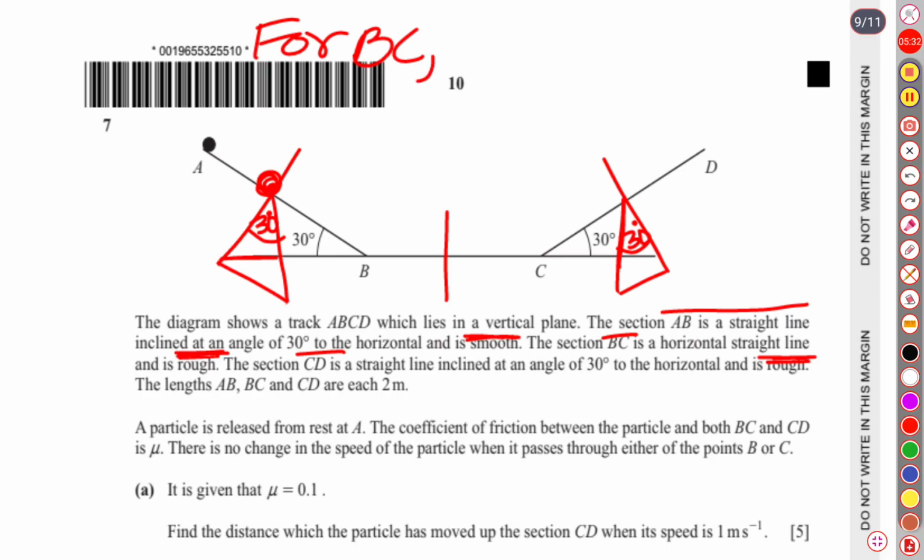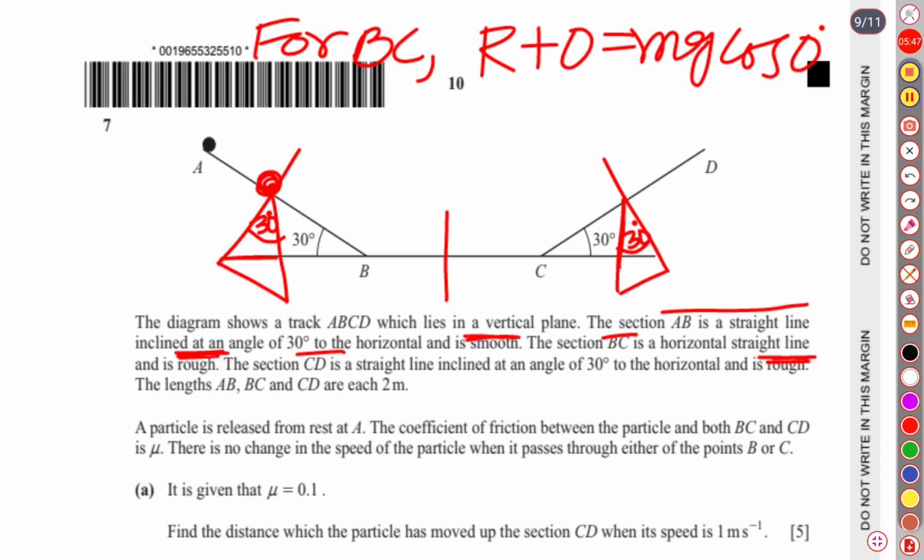For the part BC, normal reaction R plus, there is no upward force, so it is 0. Let's see what the downward force is. The downward force is mg cos 0 degrees, because it is as straight as the horizontal line, so the angle will be 0 degrees. Our g is the acceleration due to gravity, which is 10, and m is mass, and cos 0 is 1. So it is going to be simply 10m. This is the first normal reaction.